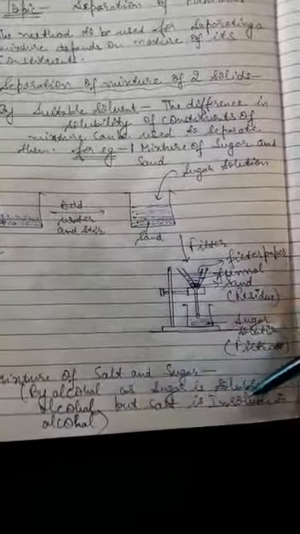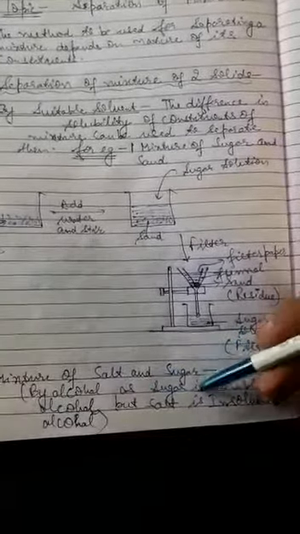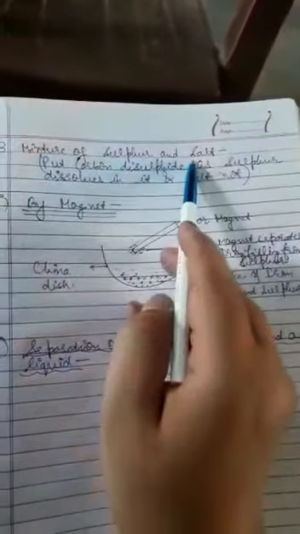Now what do we do? We add alcohol to it. Sugar is soluble in alcohol but salt is insoluble in alcohol. Again we do filtration and we will get both the constituents. Clear? Next, third is how to separate the mixture of sulfur and salt.